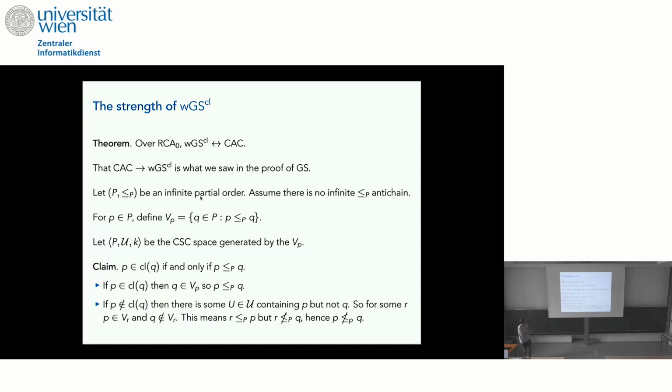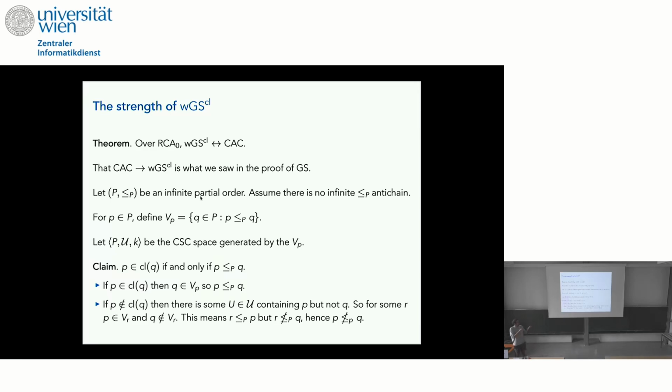And if P is not in the closure of Q, then P belongs to some open set that doesn't contain Q. Let's say P is in V_R, and Q is not in V_R. These all come from intersections of these sub-basic open sets. Then that means this R is below P, but not below Q, so P can't be below Q. And so we can define the closure just in terms of this partial order. That means the closure exists.